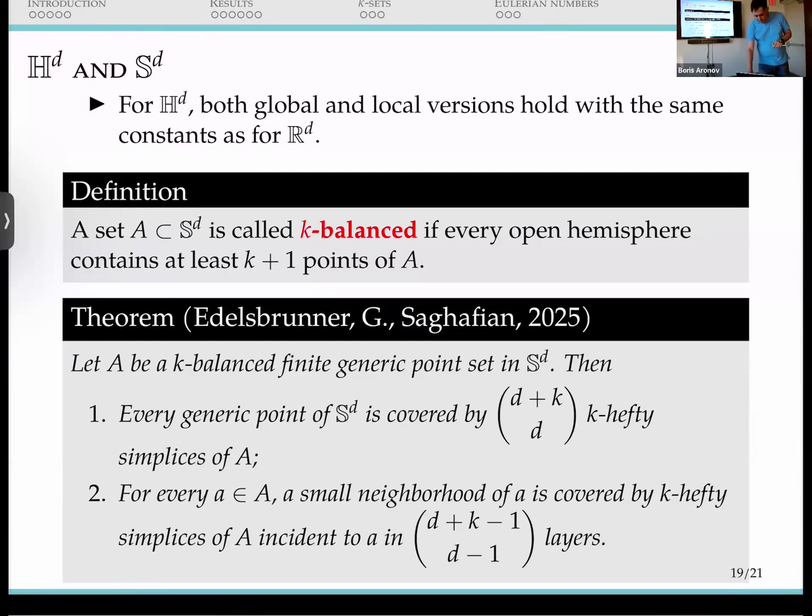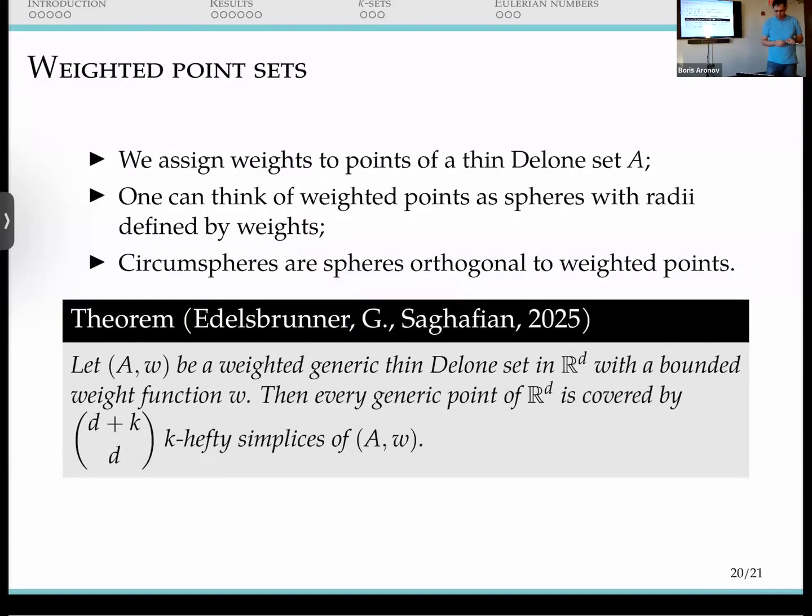And going back to computational geometry, there is also a setting for weighted point sets there, and I will not go into details, but it works here if we assume that weight is good. So for example, if weight is bounded, then the same proof works for the global situation. It doesn't work for local. So it's only global.